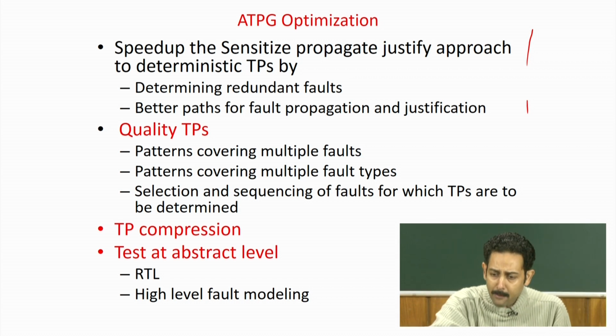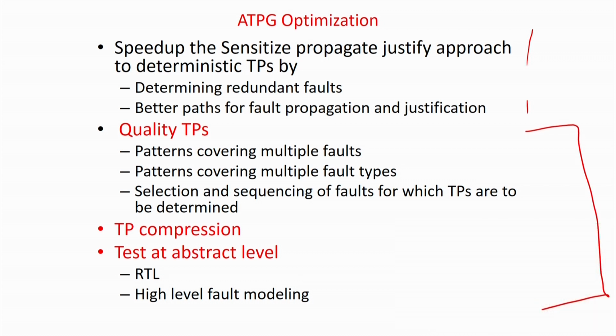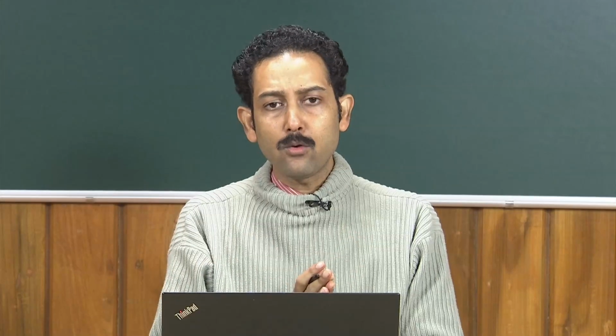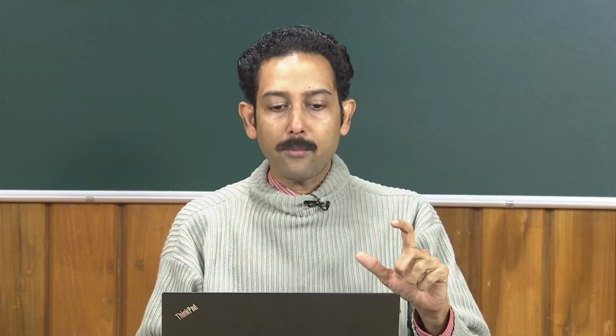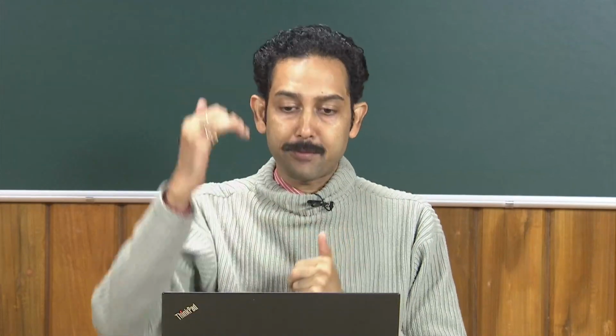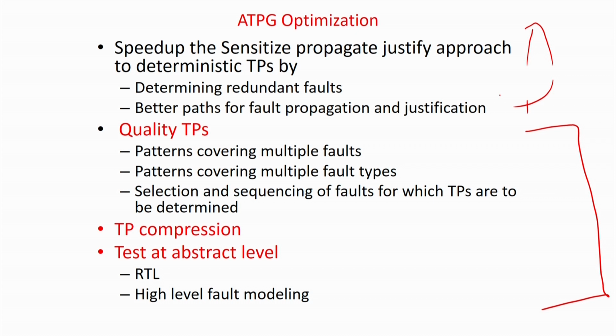Our main coverage, including today's and the next few lectures in this module, will be to look at these aspects: good quality test patterns relevant to modern fault models, how to compress tests, and how to go to an abstraction level. But just before we touch on these, we will see what people have tried in terms of optimization relevant to traditional circuits, that is, how we can get better test pattern generation by the sensitize, propagate and justify approach.